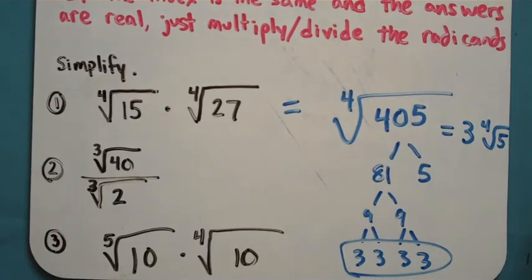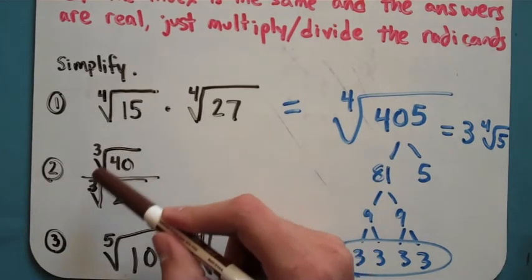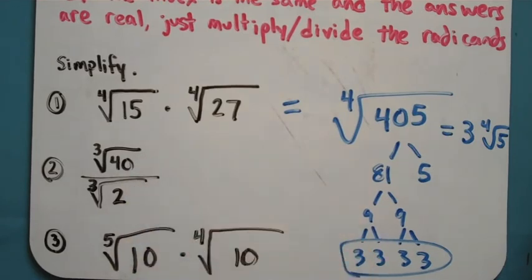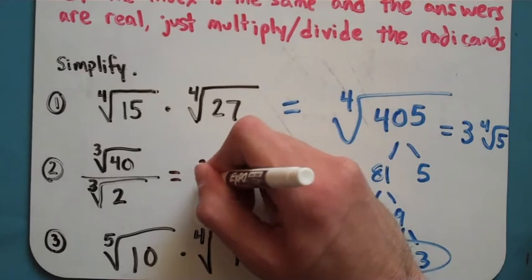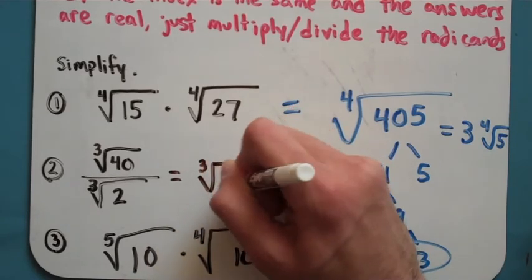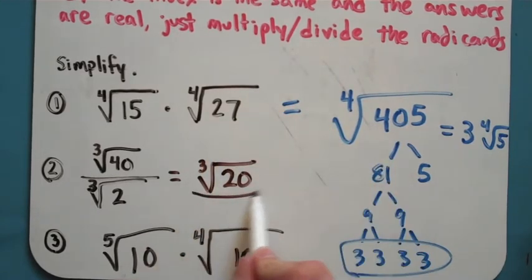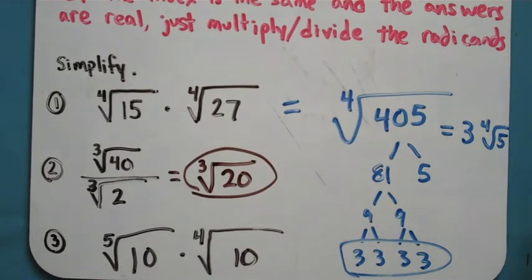On our second problem, you'll see that division works very much the same way. We have cube roots for top and bottom. All that means is that we divide our insides right here. So the cube root of 40 divided by the cube root of 2 is going to be the cube root of 20, which actually does not simplify. If you do a factor tree, there's not going to be any groups of 3, so it's just going to stay as is for that one.